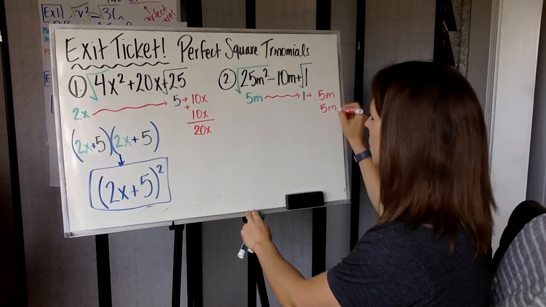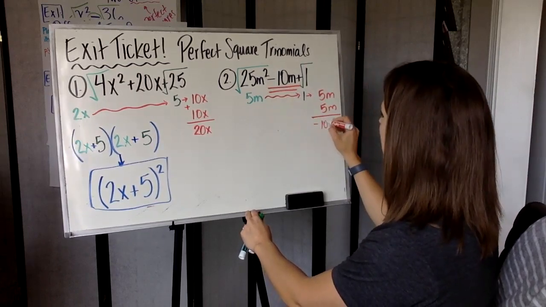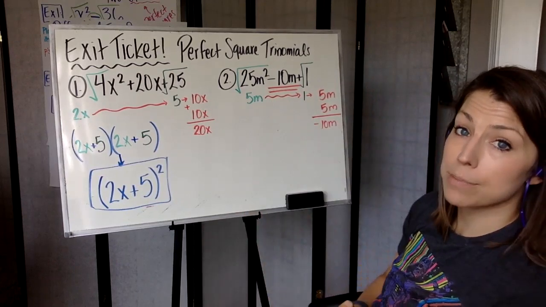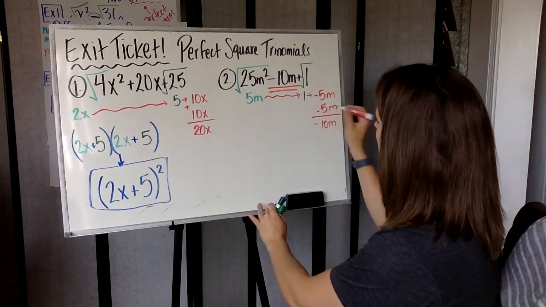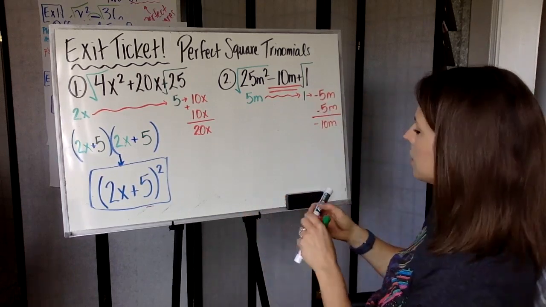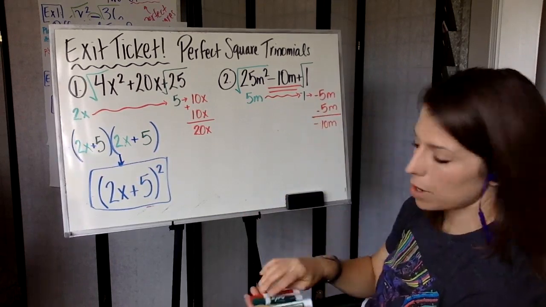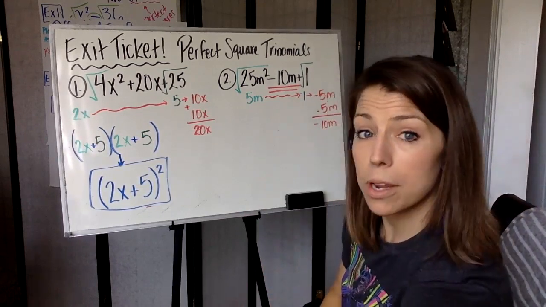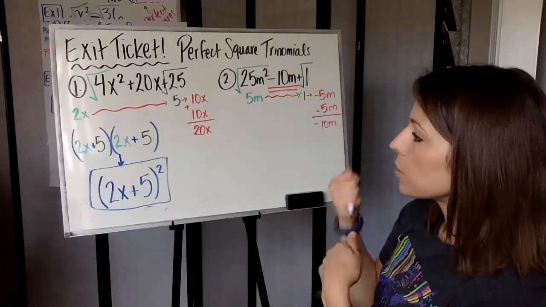Does 5m plus 5m give us negative 10m? Uh-oh. Close. 5m plus 5m would give us positive 10m. So how do we make it negative? Well, you just make them both negative 5m. So that means this is actually a negative 1, not a positive 1. Because negative 1 times negative 1 is still positive 1. So does that work? Yeah, negative 5 plus negative 5 is negative 10.